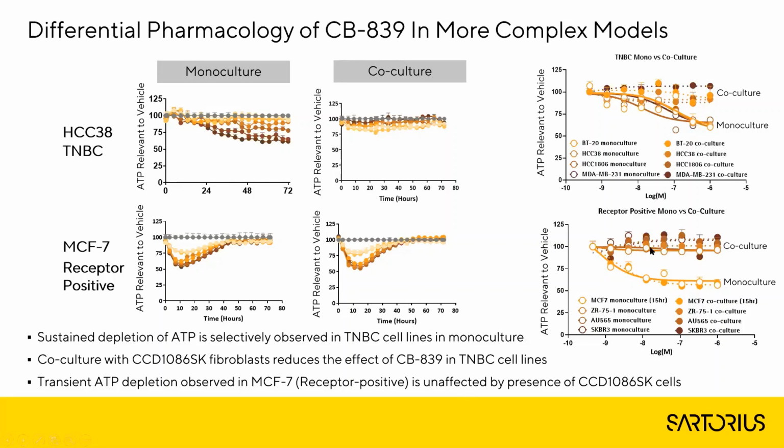But we saw absolutely no response to CB839 in any receptor positive cell lines aside from the MCF7, the transient response that we found in MCF7 cells, thereby confirming, number 1, the selective effect of CB839 in triple negative breast cancer cell lines versus receptor positive cell lines, and the effect of minimizing the effect of CB839 when those cells are placed in more complex co-culture models.